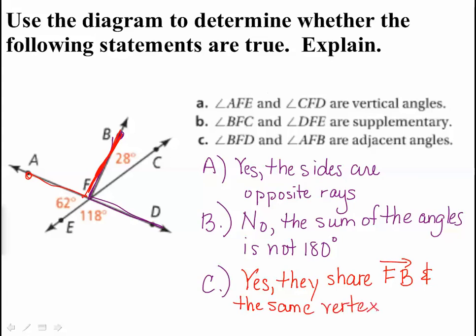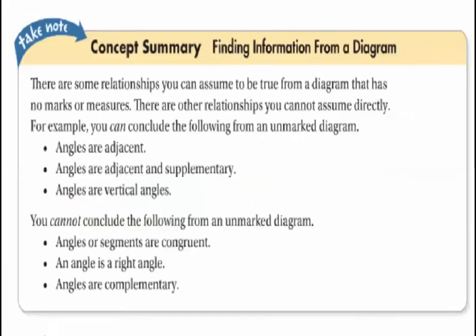So these are adjacent angles. Now when we're looking at pictures in geometry, we find that there are some things that we can assume to be true, but there are many things that we are not allowed to assume. For example, we can assume, if we are looking at a picture, that any angles that look like they are adjacent or next to each other truly are.